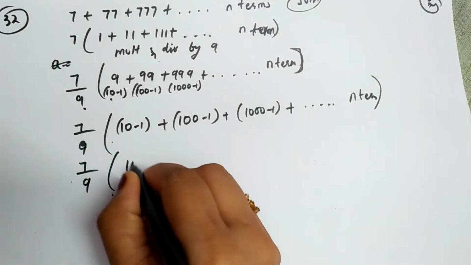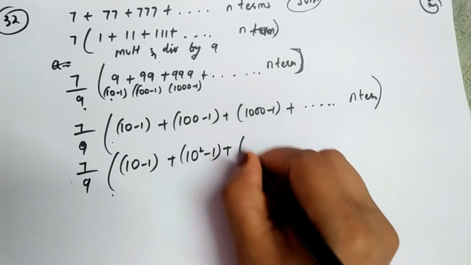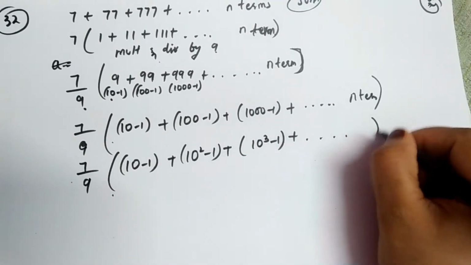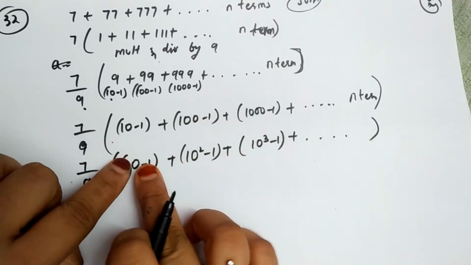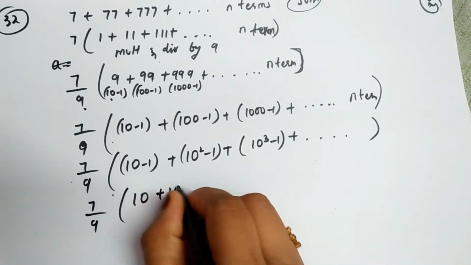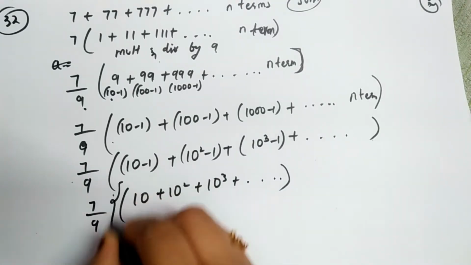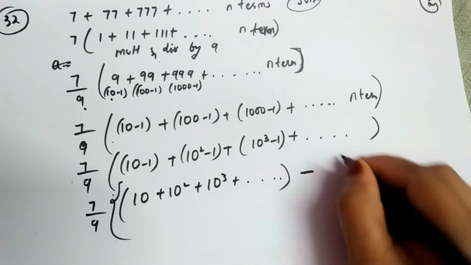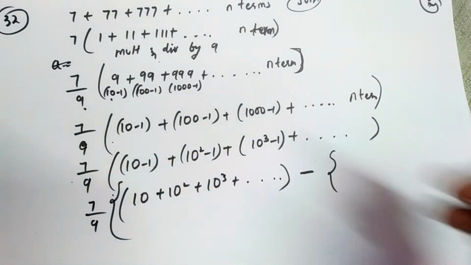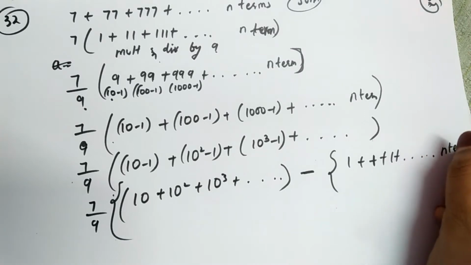7 by 9 into 10 minus 1 plus 100 can be written as 10 square minus 1, right? And 1000 can be written as 10 cube minus 1, and so on. Now what we will be doing, we'll be dividing this and this once. 7 by 9 into 10 plus 10 square plus 10 cube plus so on, one series. Okay, minus is the common among all, so when we take the minus common out, all the inside terms will become plus. 1 plus 1 plus 1 plus so on till n terms.